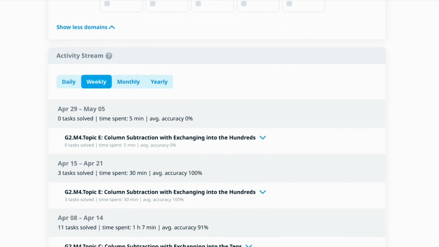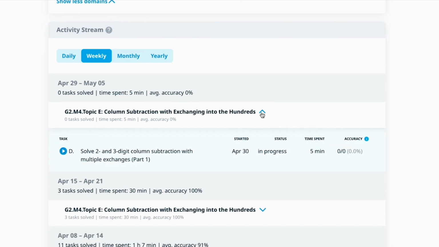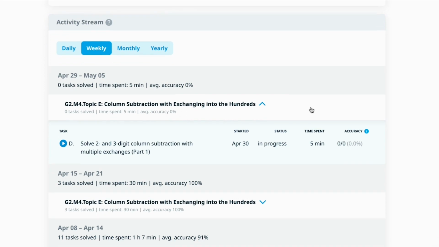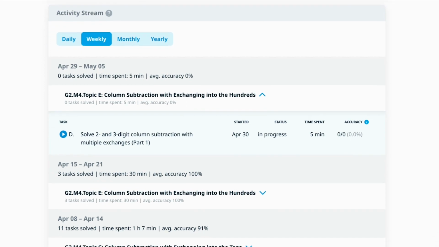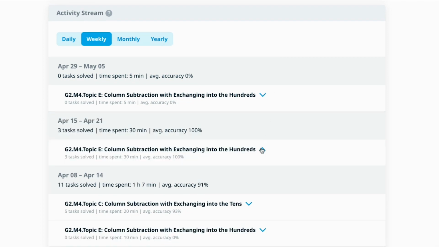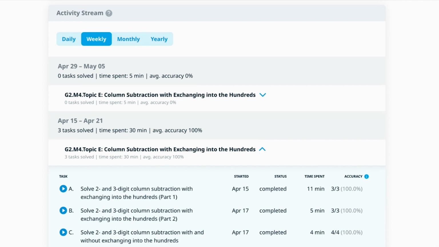The data here is presented by default for the last week, but you can switch it to daily, weekly, monthly, or yearly options. Using the drop-down menu to see performance data on all of the tasks within each selected module. You'll be able to check out the start date, status, and whether it's been completed or in progress, overall time spent, and accuracy. So make sure to be clicking these drop-down arrows for all of that detailed information.